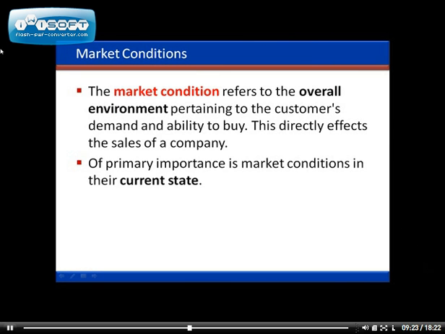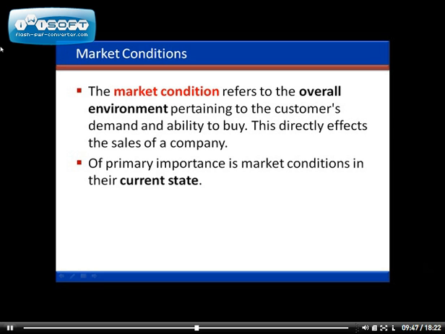Market condition. Market condition refers to the overall environment pertaining to the customer's demand and ability to buy, and this directly affects sales of a company, which affects the financial performance of the company. Because remember, financial performance of a company has a lot to do with the amount of sales that a company makes.